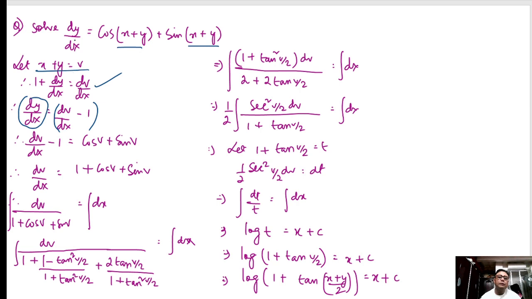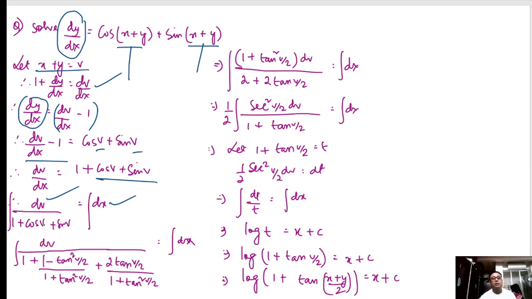So in place of this dy by dx, we'll put dv by dx minus 1, and in place of this x plus y and this x plus y, we will put v and v. Now take the one on this side. So now separate dv and dx and put integration. So we have to solve this.